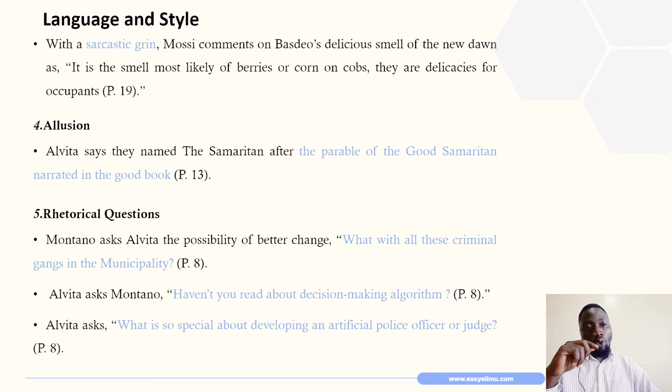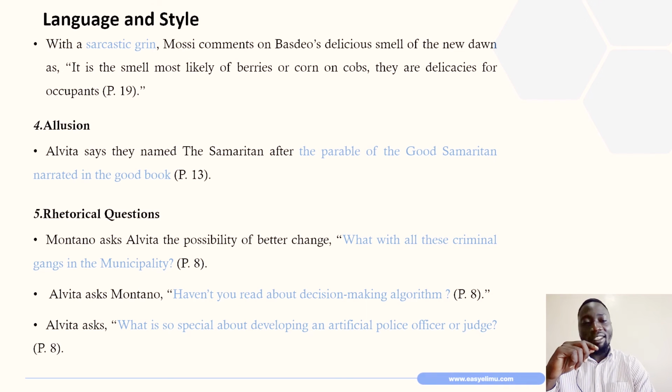toothpick. So with a sarcastic grin, we are told that Mosi comments on Basdev's delicious smell of the new dawn as it is the smell most likely of berries or corn on cobs. They are delicacies for occupants.